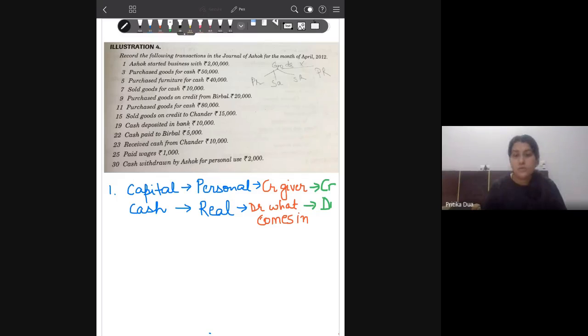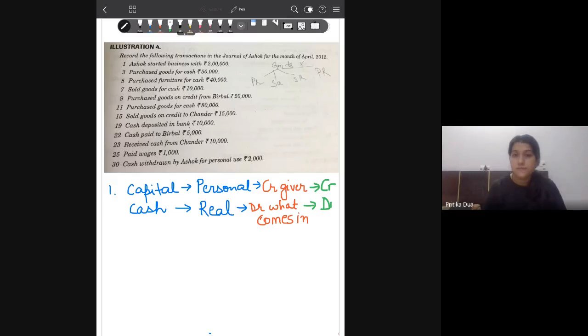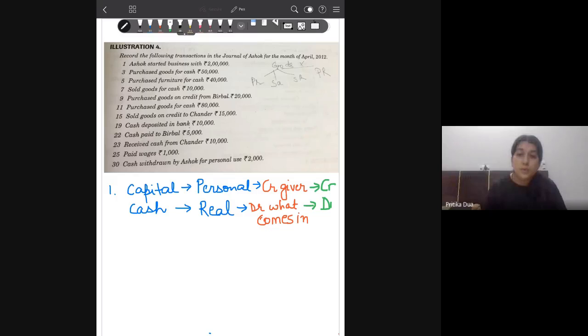Now, Pavan, all the entries you are making right now are in the books of the business and not in the books of Ashok, because as per the separate entity concept, we are preparing the financial statements for the business. And Ashok is just one of the contributors of capital in the business. He has contributed capital to the business. The business has a liability to return that money when it winds up. Again, Ashok becomes a simple creditor for the business.